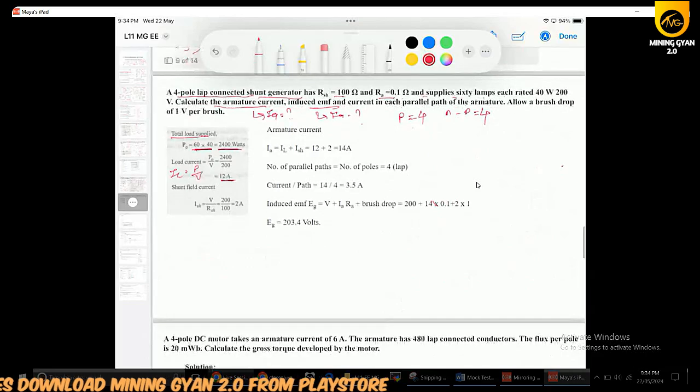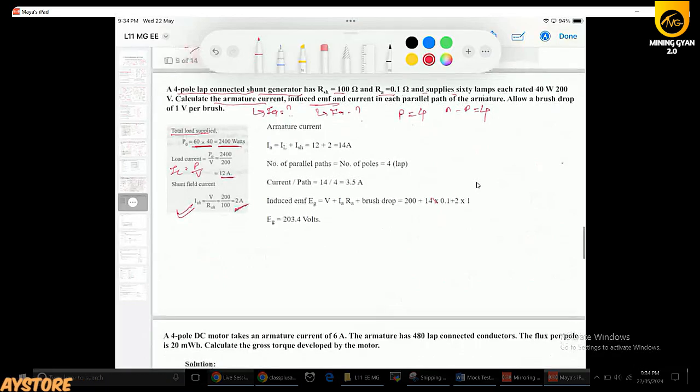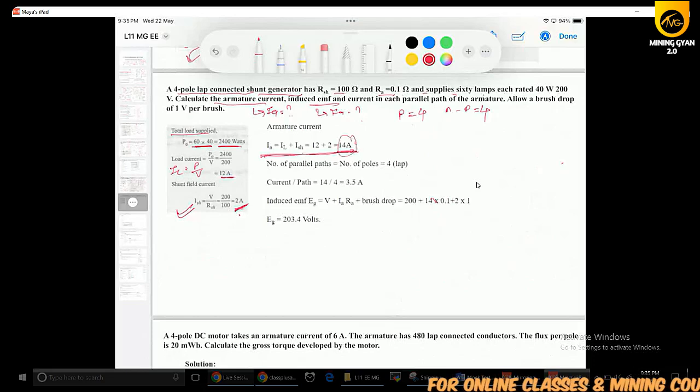Then we can calculate the shunt current also. Shunt current will be Vt divided by RSH. Vt is 200 divided by 100. So you will get ISH equals 2 amperes, right? Then you can calculate the total armature current as IL plus ISH, and that will be 14 amperes.